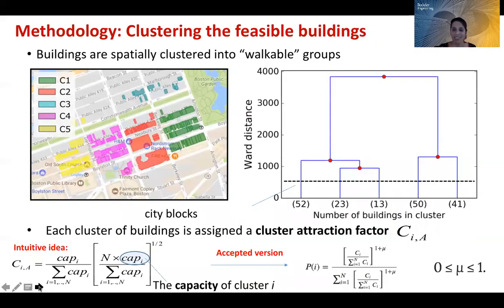Then, here is the main hypothesis, the main creation we did, and it worked. We do a clustering algorithm to group buildings according to a walkable distance. So if we have several buildings, we group them, and then we are going to attract the people of the mobile phones in the stays to the different groups of buildings. In this example, we have 400 buildings, and then we have clusters of 52, 23, 13, 50, and 41.